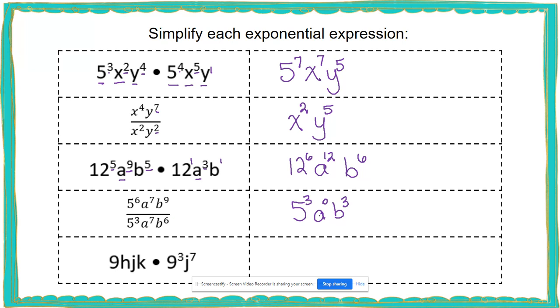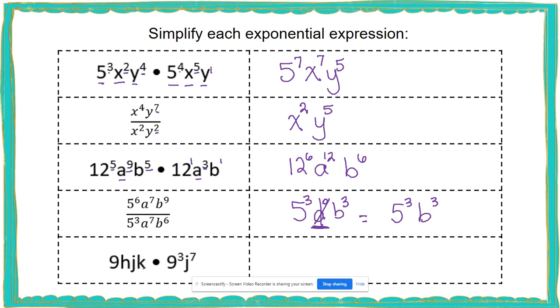Now it looks like I'm done here, but I'm actually not, because if we remember, if we ever have a number that is to the 0 power, that actually equals 1. And if I'm doing 5 to the third times 1 times b to the third, then this actually just sort of cancels out. And what I'm left with is 5 to the third, b to the third.